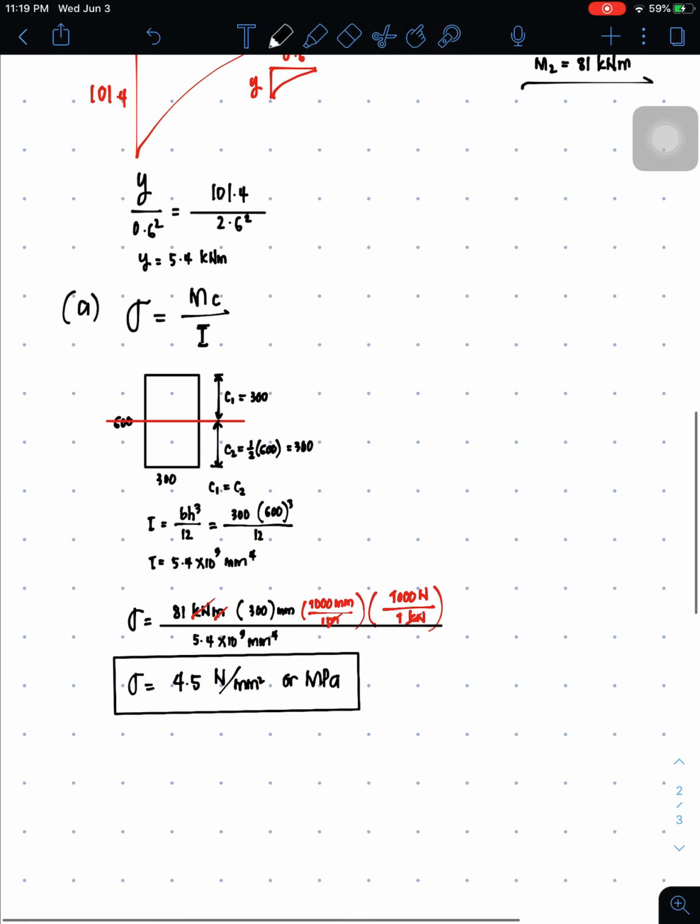Okay, so this is at 2 meters from the left support.